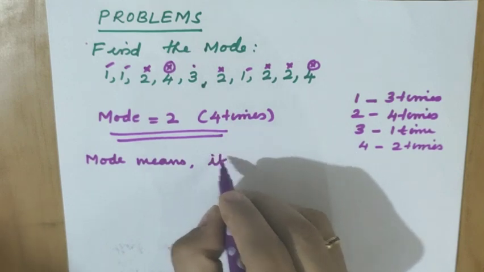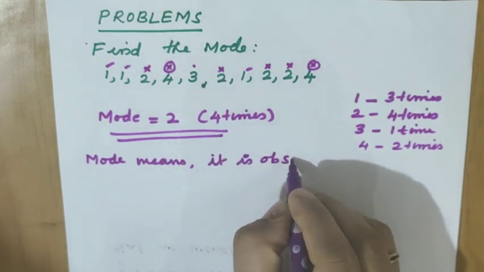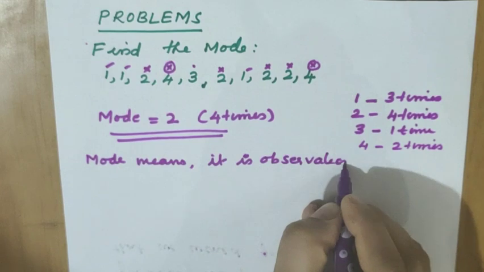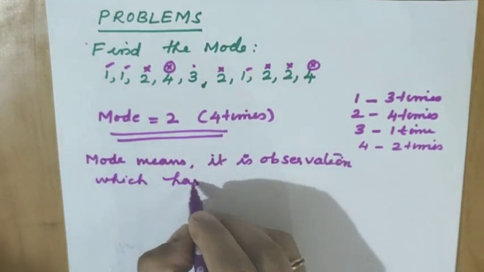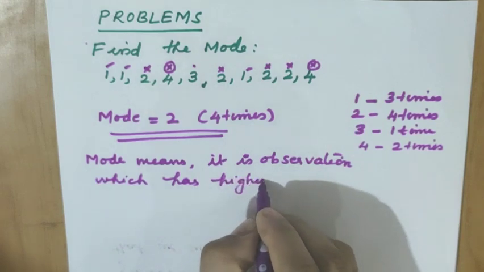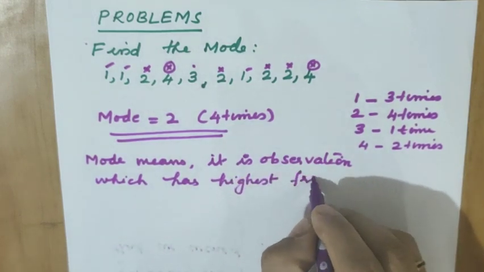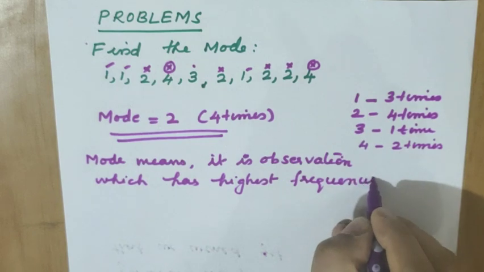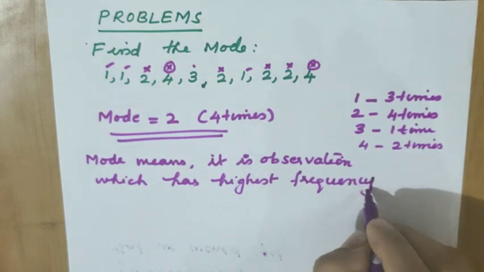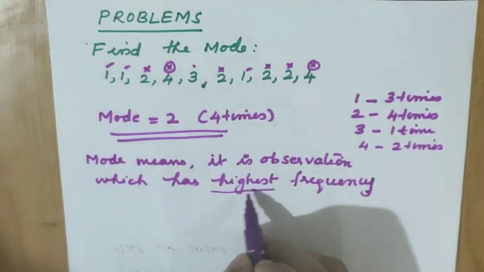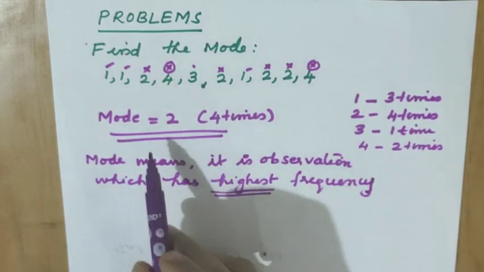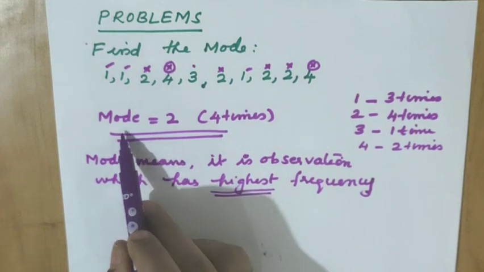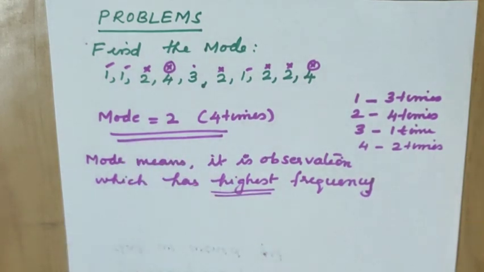So again I am telling what the mode means. It is the observation which has the highest frequency. Got it? Mode is that observation which has the highest frequency. Here 2 has the highest frequency. So the mode for this group of data is equal to 2 only.